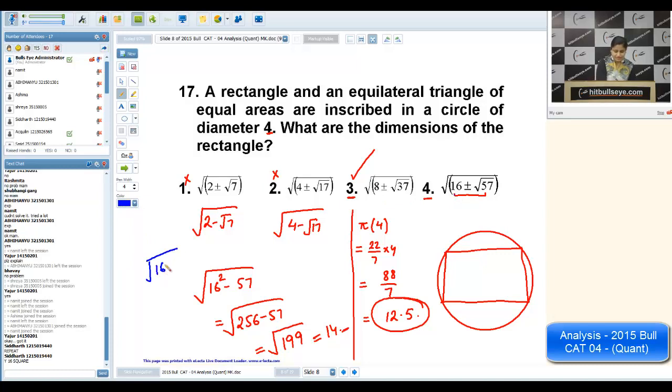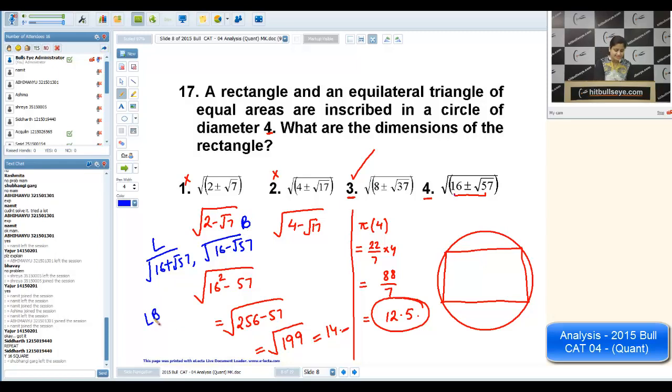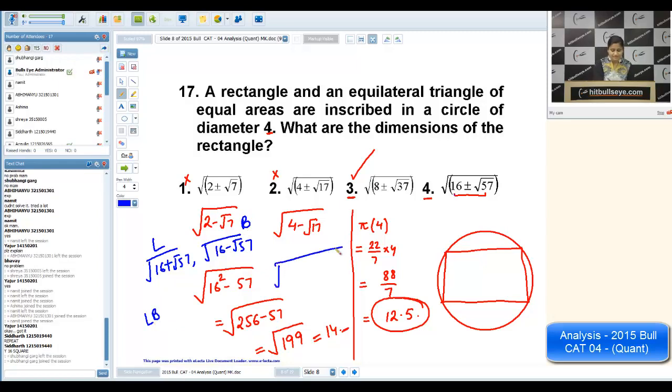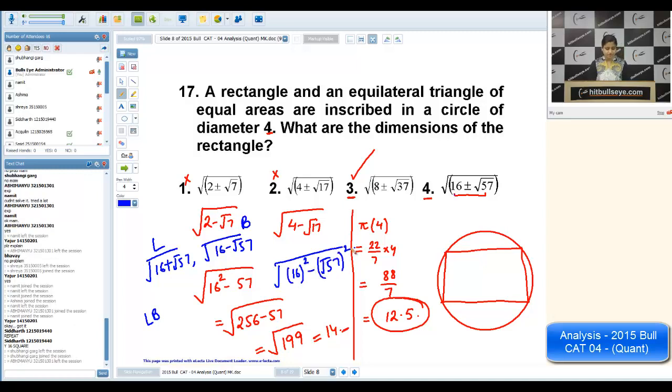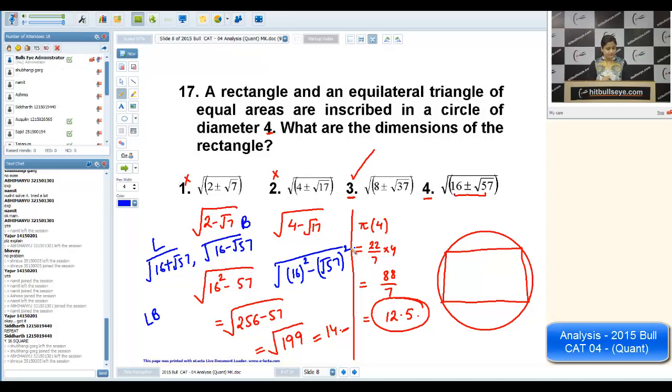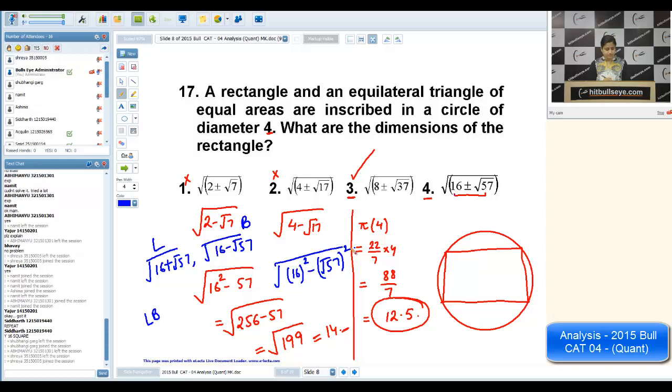Dimensions given are square root of 16 plus root 57 and square root of 16 minus root 57. Length and breadth given, what is the area? Area is L into B, so the area will be the product of these. I'm applying the formula x square minus y square is equal to x minus y times x plus y, so it will be 16 square minus root of 57 square. Is it okay with you, all of you? So let us move further.